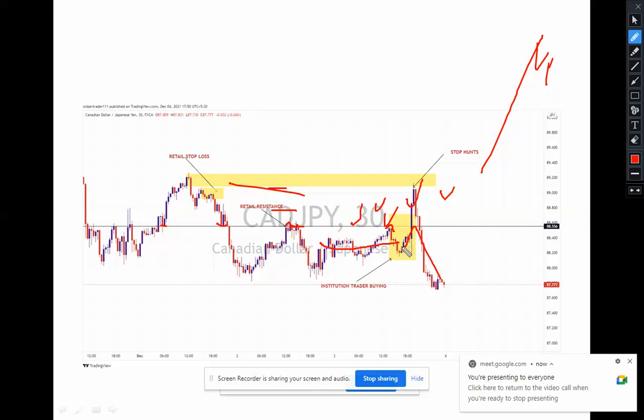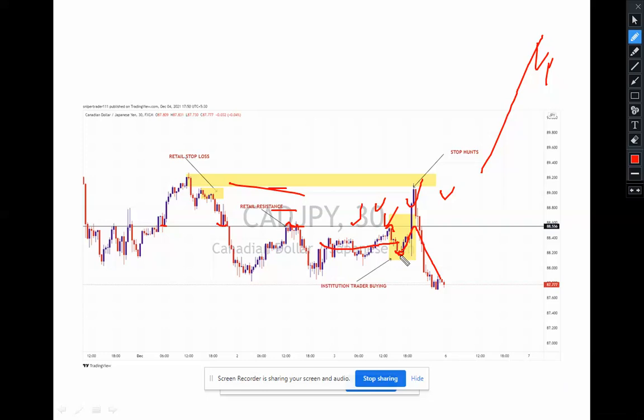But they keep buying the market starting from here. This is where the institutional traders started. They keep buying the market, buying the market, buying the market. Before you know, they hit the stop loss. Once they hit the stop loss, they will change the direction of the next move.